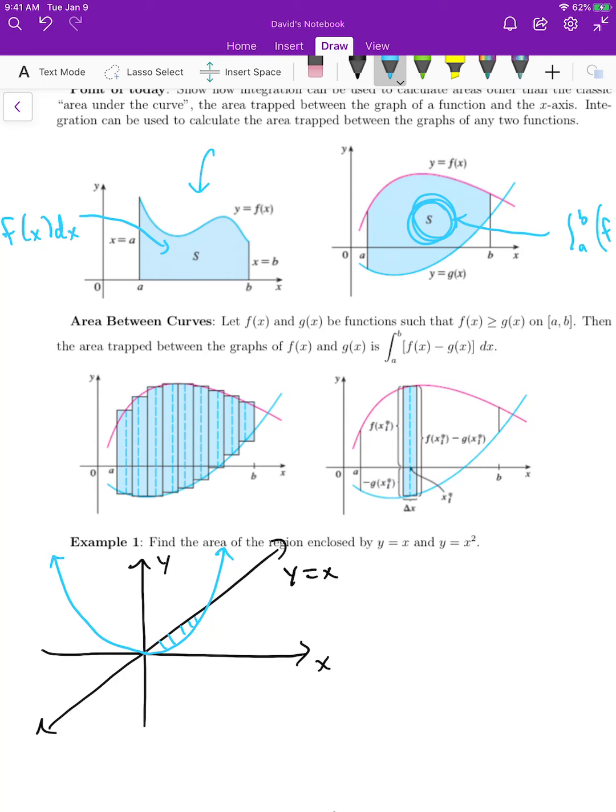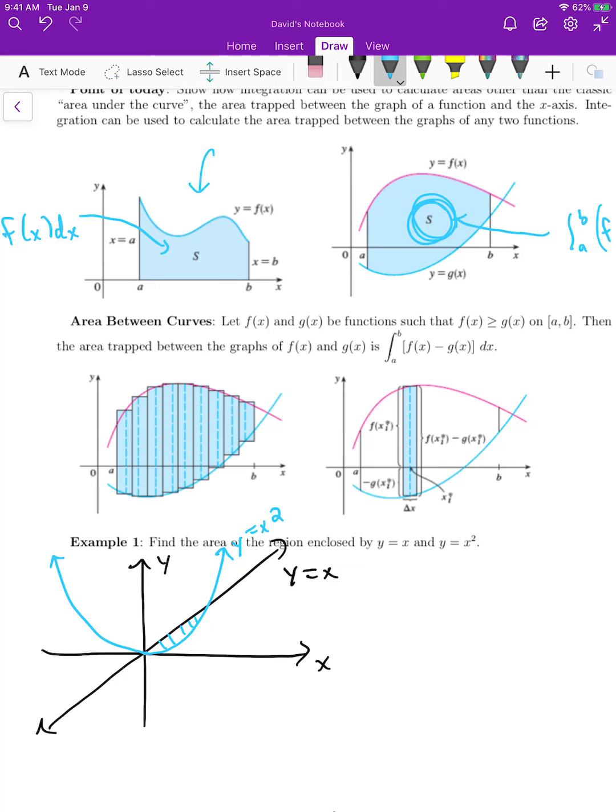Now it's important to be able to visualize this properly because you have to know, as this formula suggests up here, which curve is on top and which curve is on bottom. So here it's clear from the picture that in the region we're talking about, in this blue region, y equals x is on top and y equals x squared is actually underneath that. So you might think that y equals x squared would be the top curve, and it is most of the time, but for this tiny little slice, it's actually not.